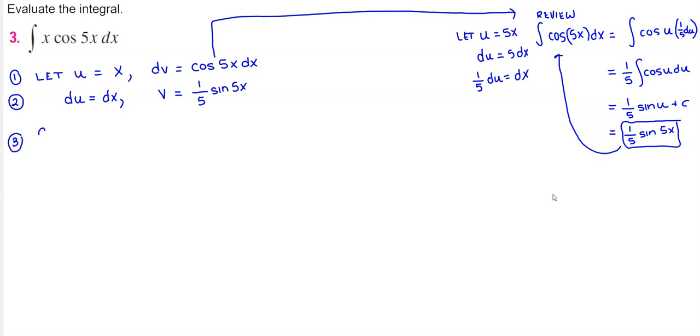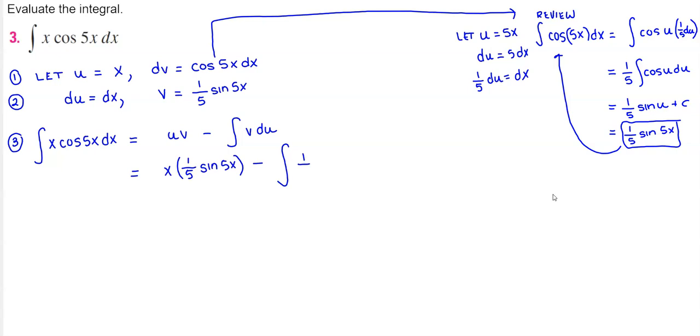Now in step number 3, we're going to write down the original problem, which is the integral of x times the cosine of 5x dx, and that's going to equal u times v minus the integral of v du. So what do we know about u? We know it's x, and we know that v is 1/5 times the sine of 5x, minus the integral of v, which is 1/5 times the sine of 5x, times du, which is dx.